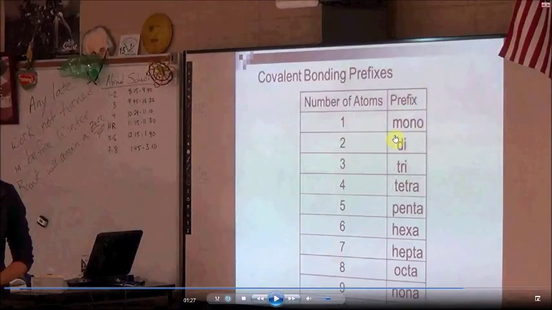Some of these are probably familiar to you, some of them may be a little new, but 1, mono, 2, di, 3, tri, tricycle, 4, tetra. I like to think of the game Tetris. All the pieces in Tetris are made of 4 little blocks. 5, penta, like a pentagon. 6, hexa, like a hexagon. 7, hepta. 8, octa. 9, nona. And 10, deca, like a decade. It would be 10 years.